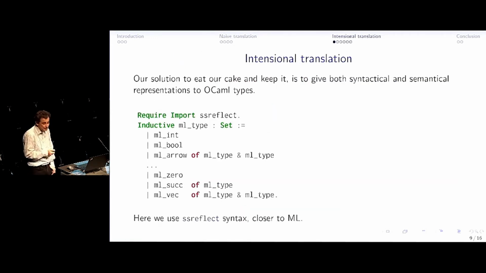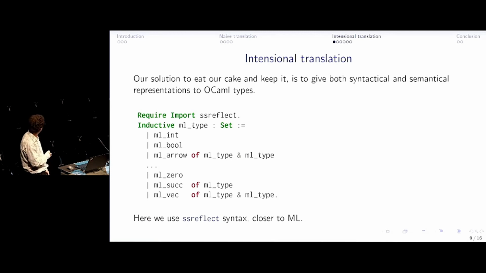And since they can be both at once, it means that my translation will need to have a representation that is both as type and as term. So I call it an intensional representation, an intensional translation. In order to iterate and still keep it, we give both a syntactical and a semantical representation to OCaml types. The syntactical one here is utterly trivial. I have to collect all the types in my program in a big type. So it's a whole program compilation, something people have been doing for ML'22. And this is the syntax I use.